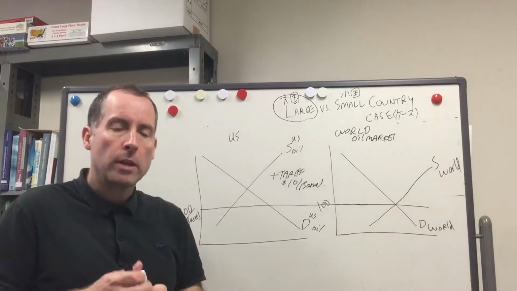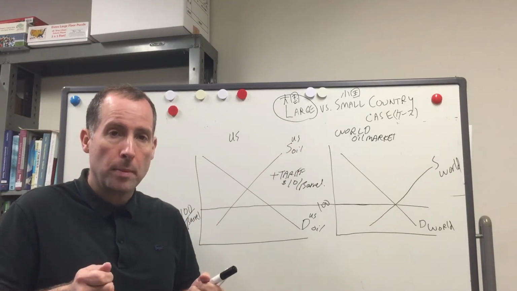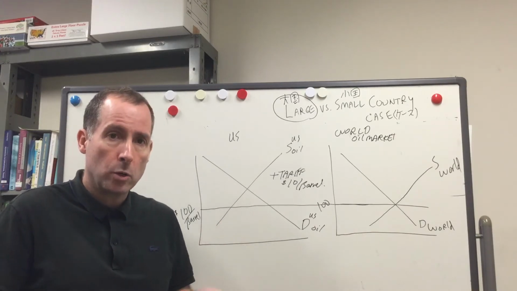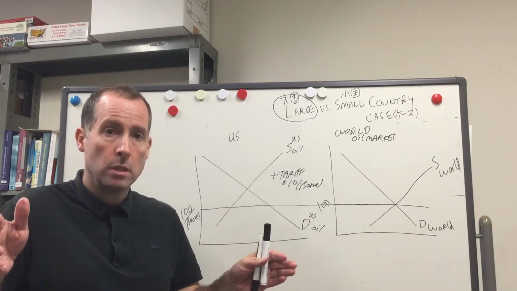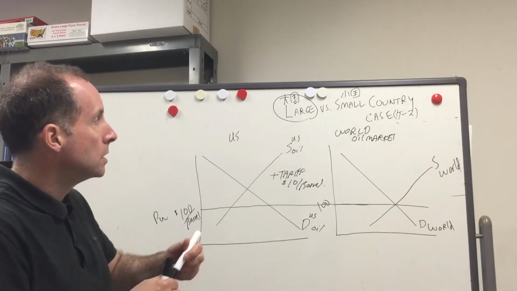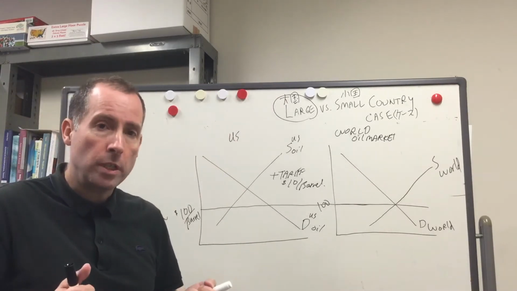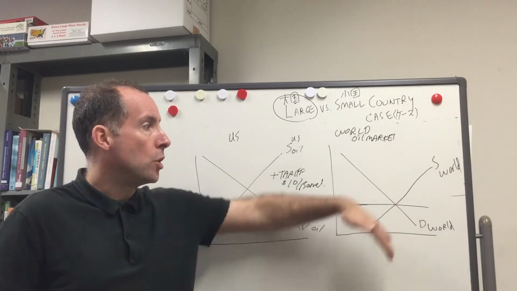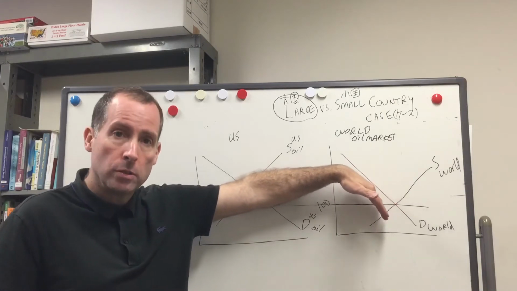Now, as America imposes a $10 per barrel tariff on imports of oil, of course, the price of oil in America will go up, and imports of oil in America will go down. But because America is a large country, America is going to import less oil, which means total world demand falls.